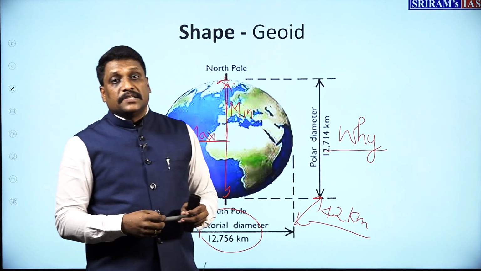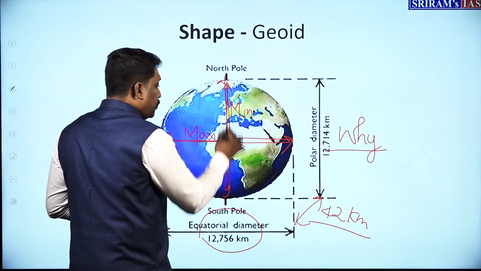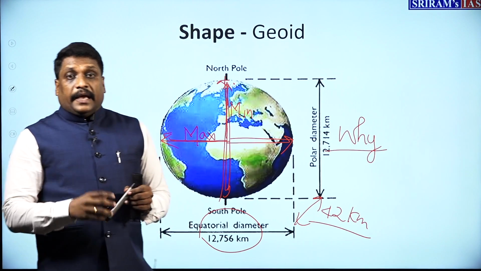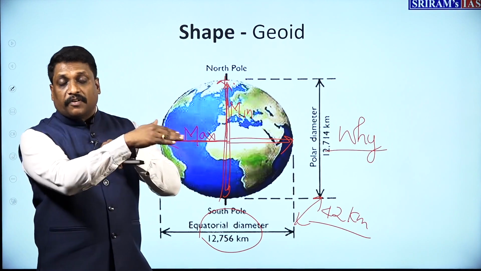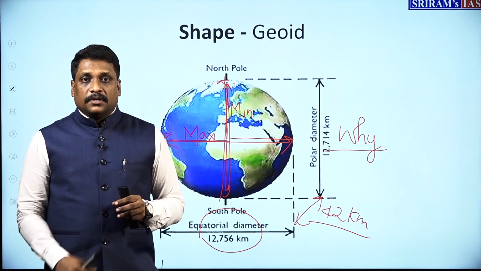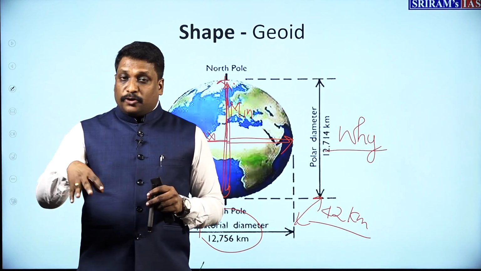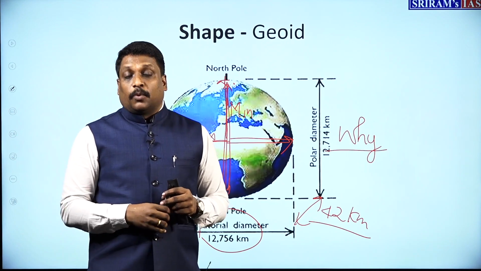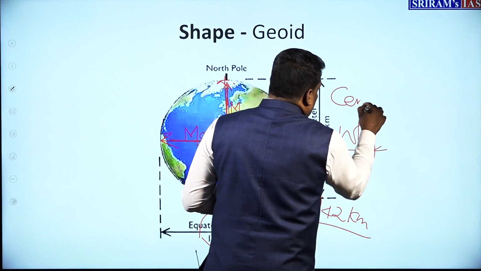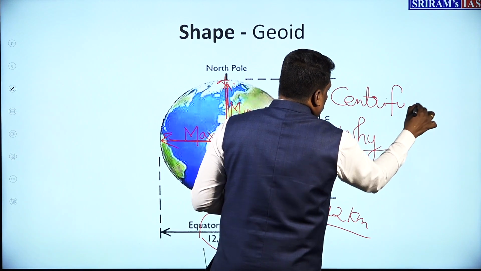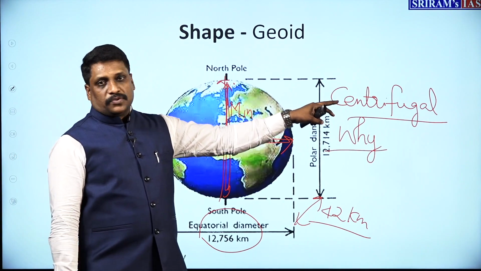If you ask me why exactly there is a bulge, why exactly at the equator there is a bulge, try answering yourself, my dear friends. Not only here, in any fast rotating object, I'll have a force which acts outward, away from the center. This force is very popular. The same principle, the same force, is also used to dry clothes in a washing machine. What exactly is that force called? Well said. We call it centrifugal force. My dear friends, what is causing the bulge at the equator is this force called centrifugal force.